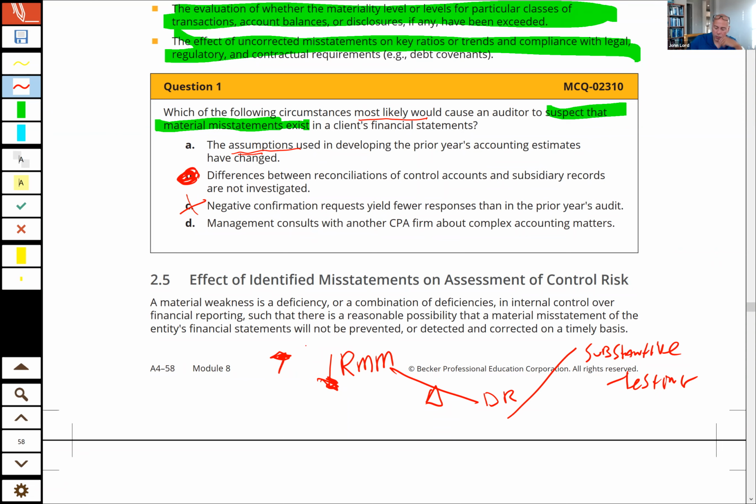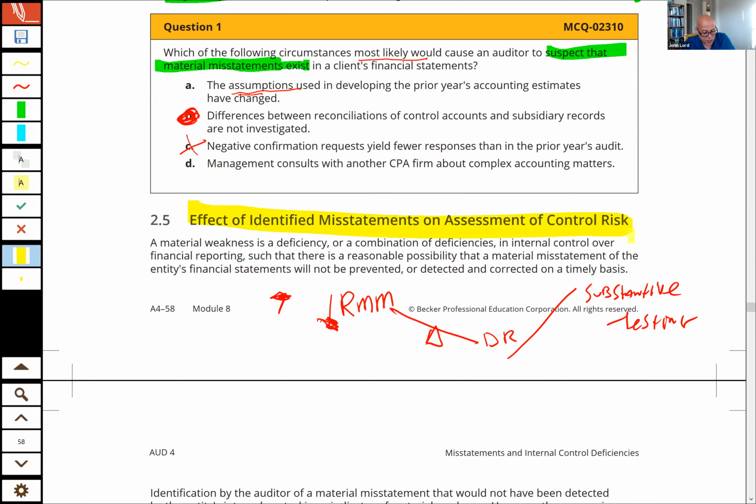Okay, good. Let's go ahead and take a look at the effect of identified misstatements on control risk. What do you think? If you find misstatements, do you think that you're worried that the internal controls are not preventing and detecting misstatements? Absolutely. Yes. Would seem so, wouldn't it?